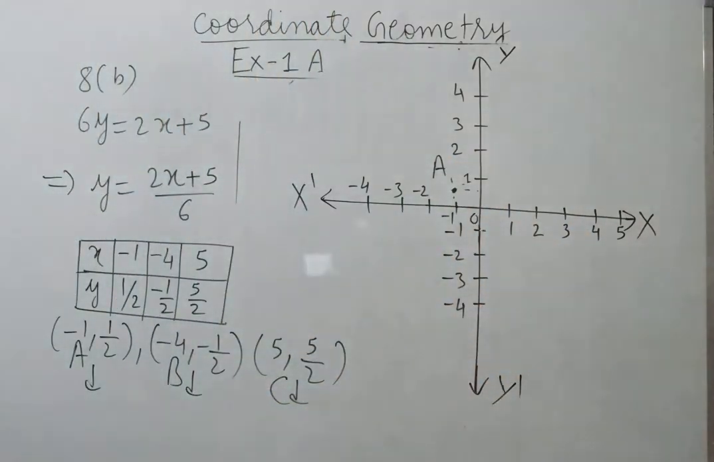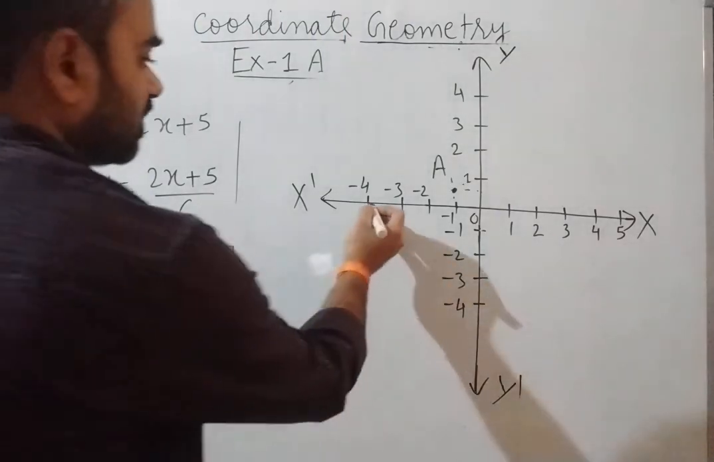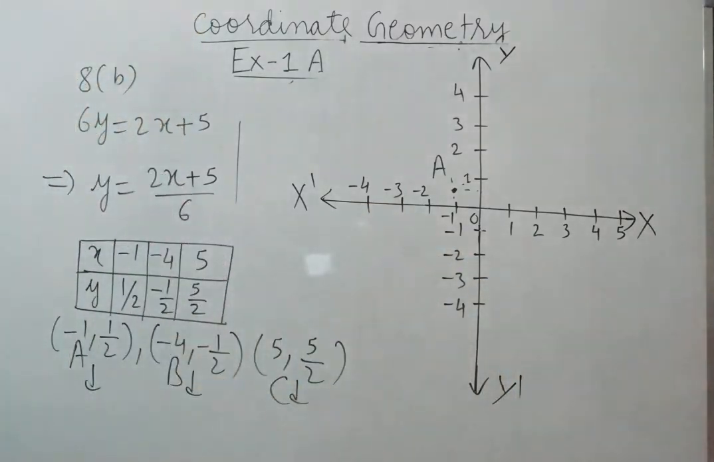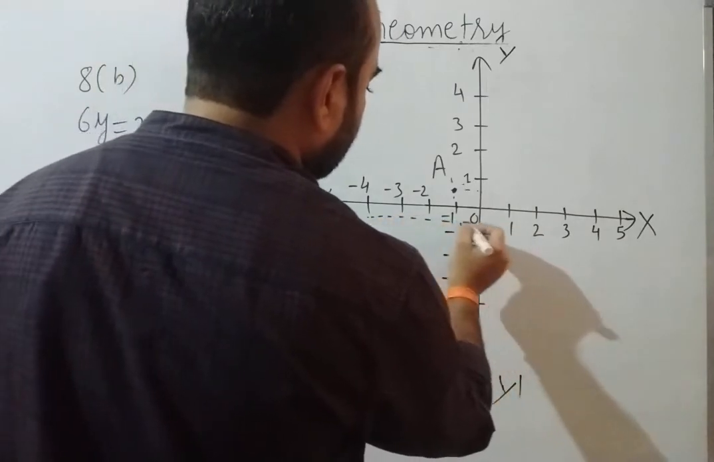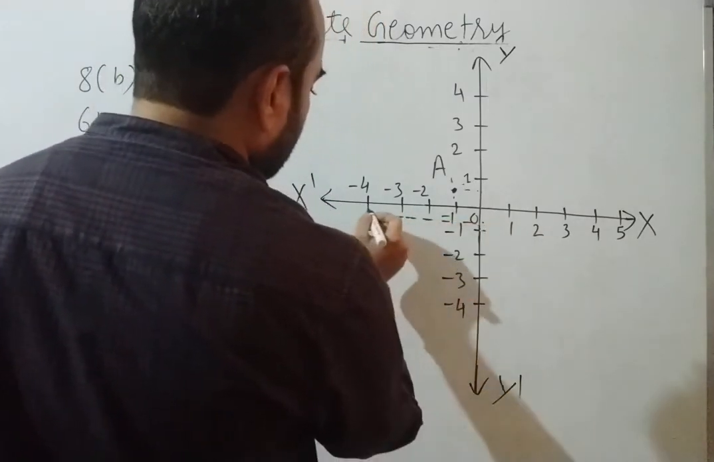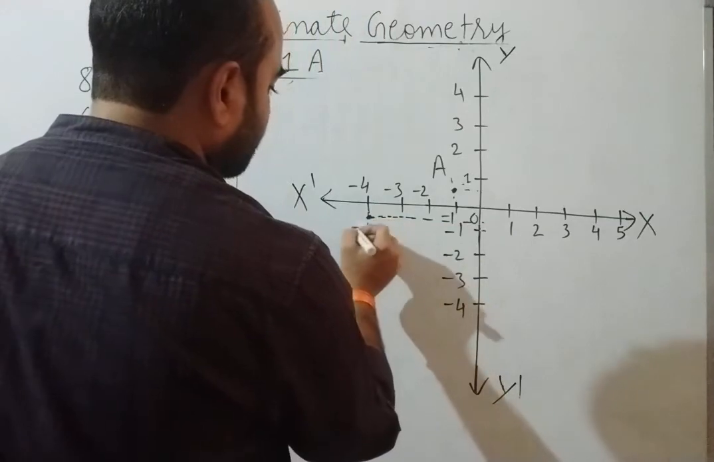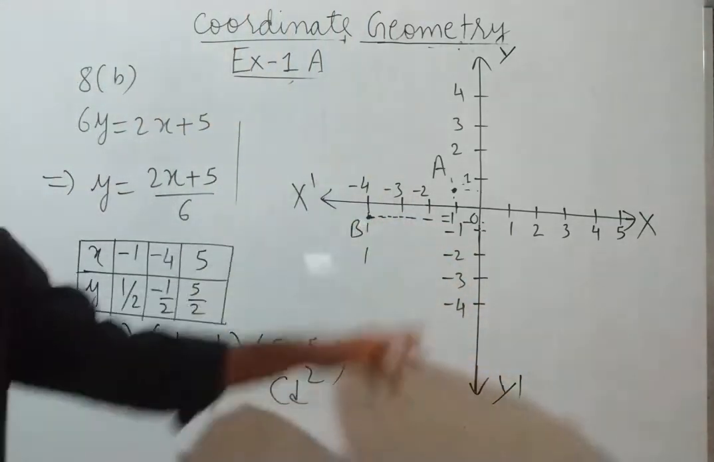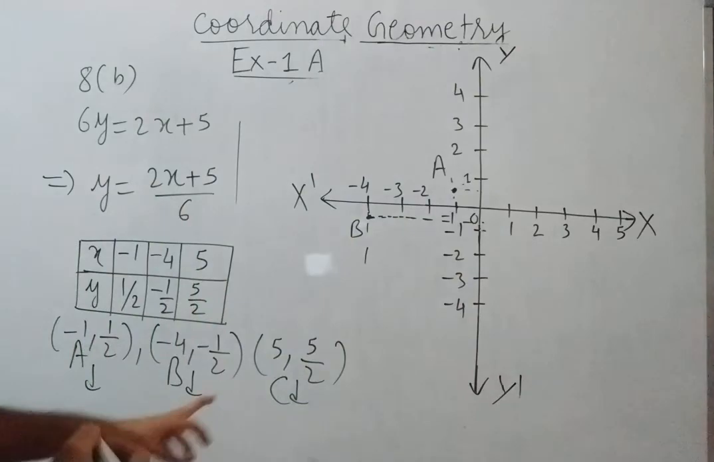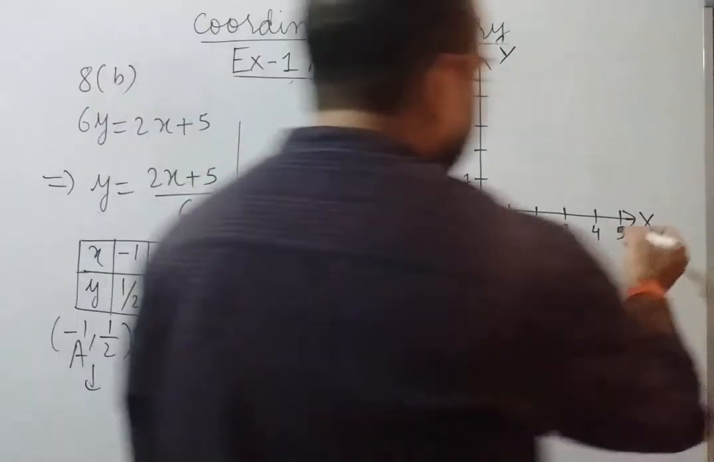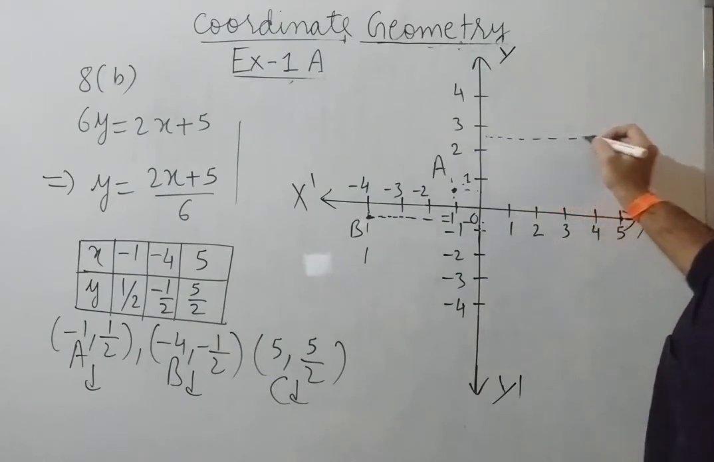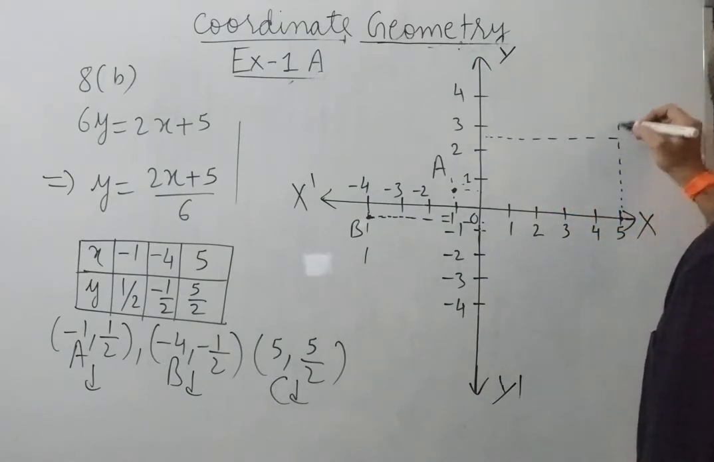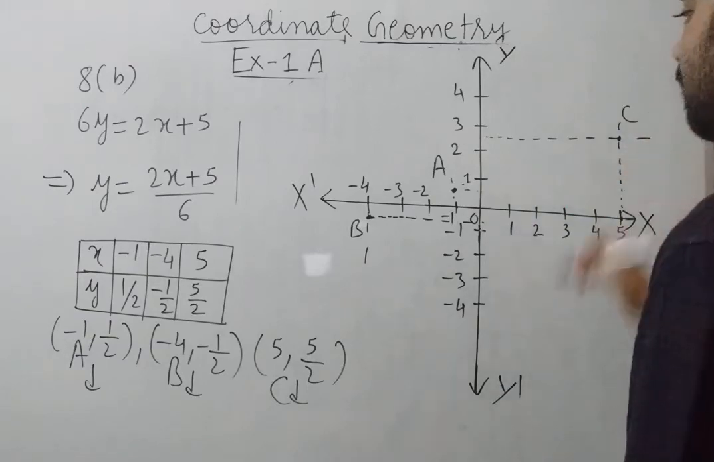Correct? Next one is minus 4 comma minus 1 by 2. So minus 4 is this. Minus 1 by 2 means again the mid value between 0 and minus 1. So we can take this value. So this is the point B. Correct? Minus 4 and minus 1 by 2. Last value is 5 comma 5 by 2. So 5 is this, and 5 by 2 means 2.5. Correct? So this will be the point C, 5 comma 5 by 2.